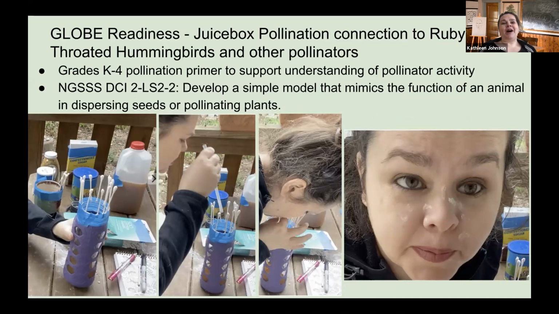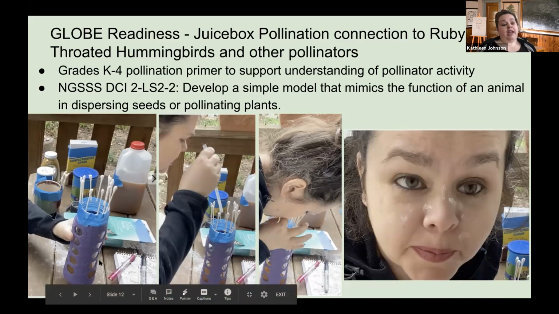For pollinator ready or ruby-throated hummingbird connection is juice box pollination. I developed this to address a common misconception that pollinators visit flowers for pollen. Pollinators are usually visiting for nectar. That misconception leads students to wonder why a hummingbird would visit a flower. This addresses that by students building a flower and you pour juice in.